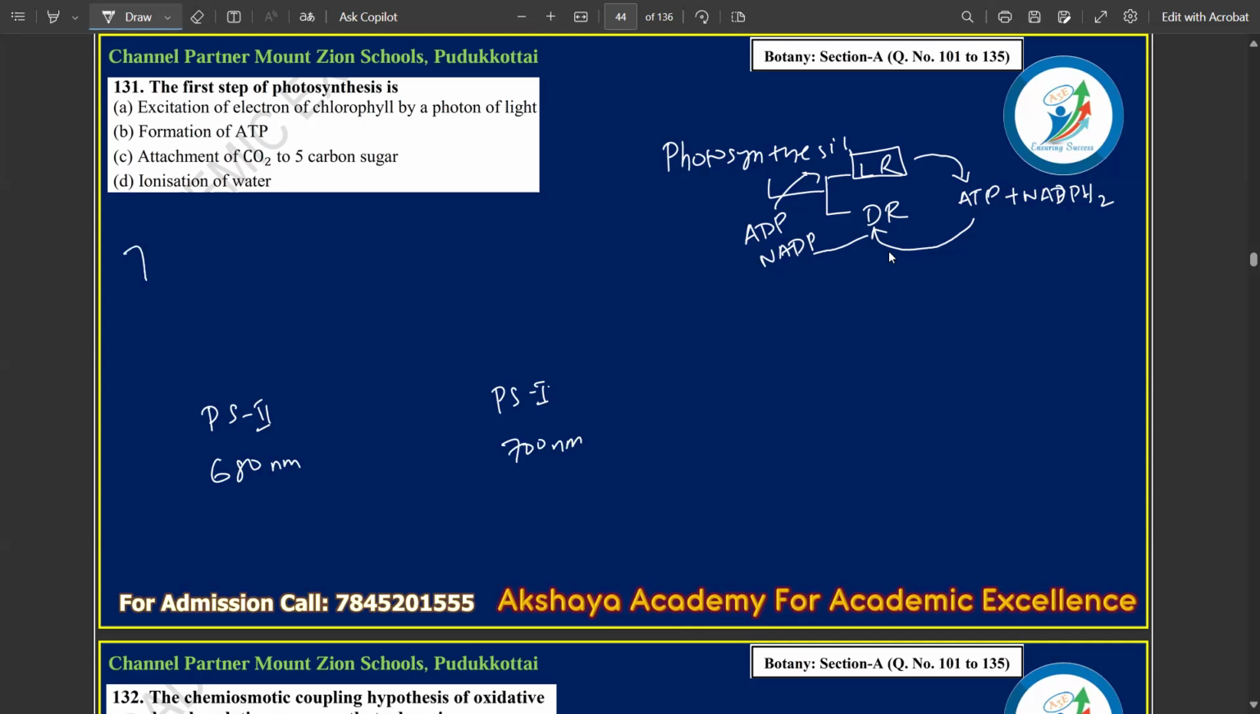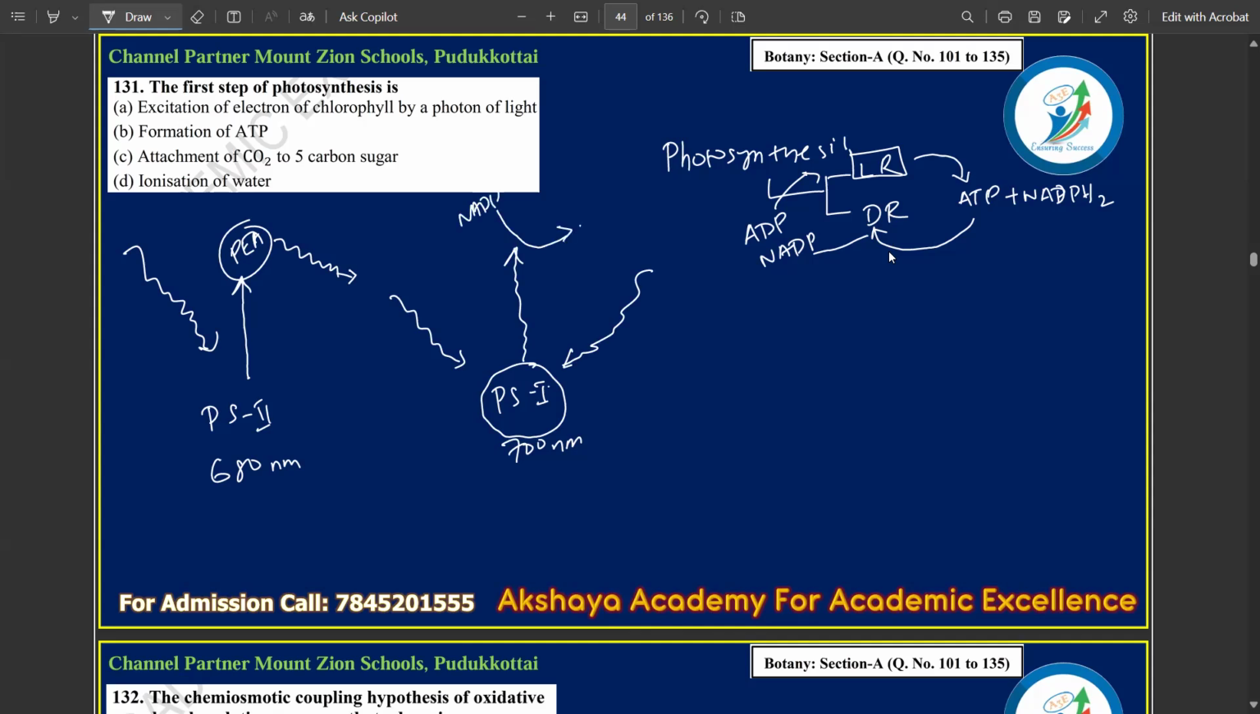When the sunlight strikes the photosystem, the electron gets excited, which is captured by the primary electron acceptor. Since the electron has a high amount of energy, it releases the energy step by step and comes to a ground state. It reaches PS1, and again light energy strikes and re-excites the electron. Those electrons are used to reduce NADP into NADPH2.